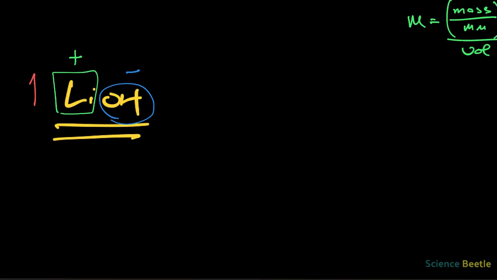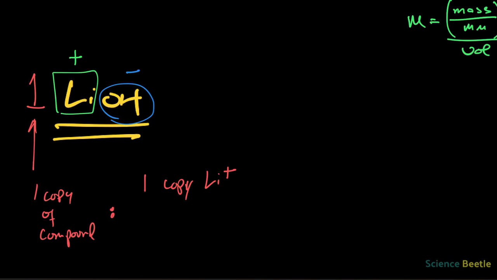We know there's a coefficient of one at the very beginning, so for every one copy of the compound, this is proportional to one copy of the ion Li plus, and one copy of the ion OH minus. And so the ratio between them is 1 to 1 for the lithium and the compound, and a 1-to-1 ratio for the hydroxide and the compound.